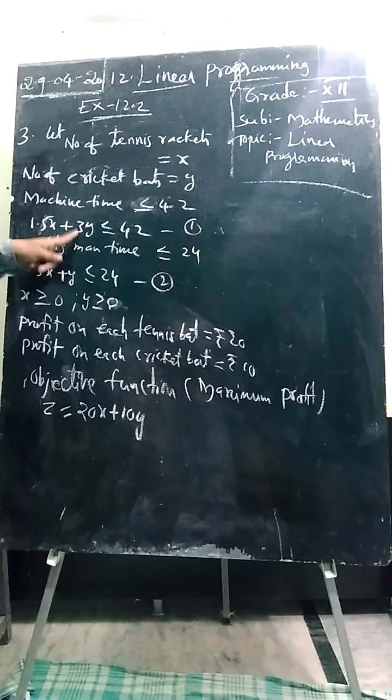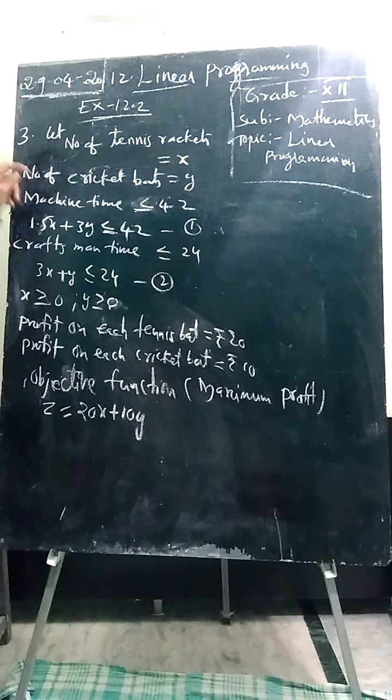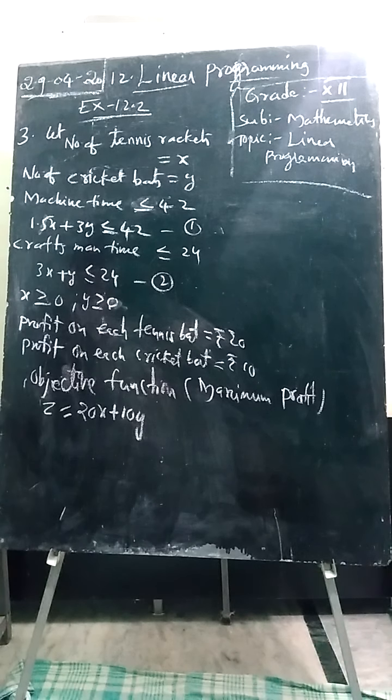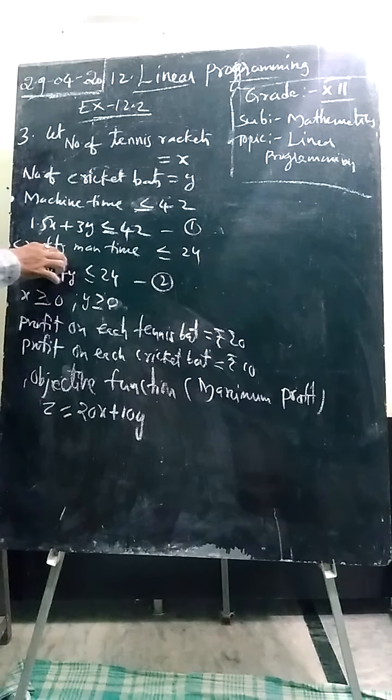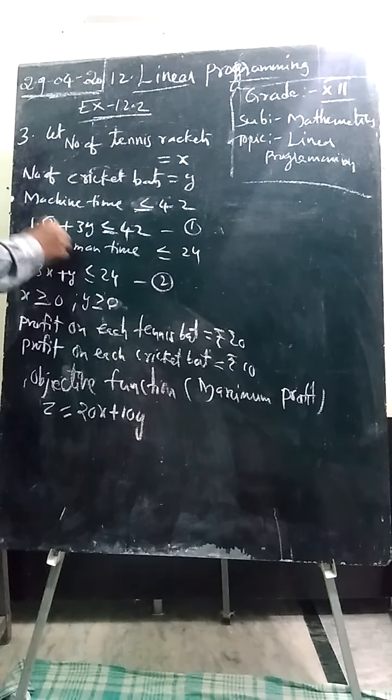But for the bat, machine time is more. Whatever it may be, it should be less than or equal to 42, because in a day the machine can work for 42 hours. Machine work means it may be 2-3 machines like that. Craftsman means the people who are working, maximum 24 hours they can work. The number of craftsmen may be more, that is irrespective.